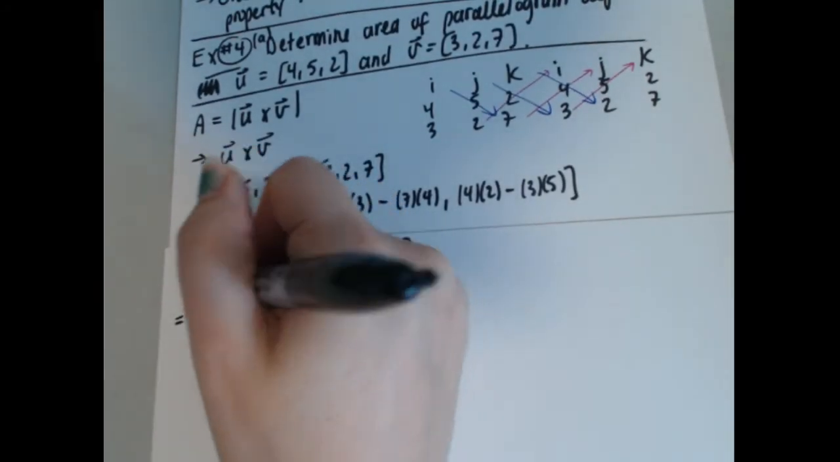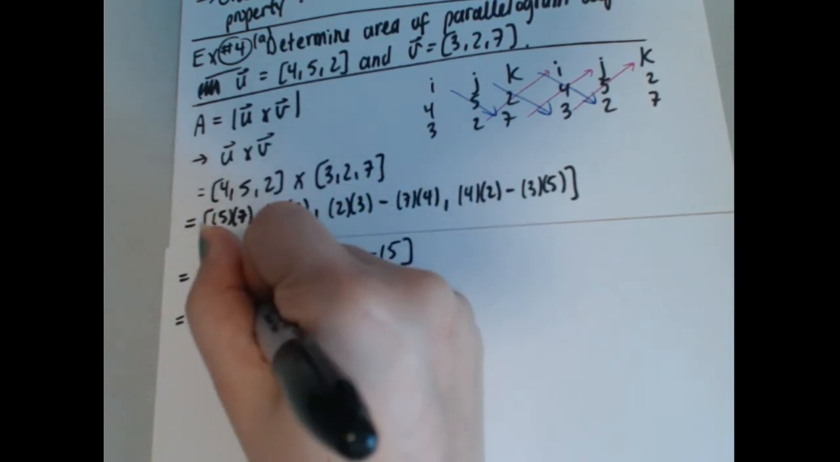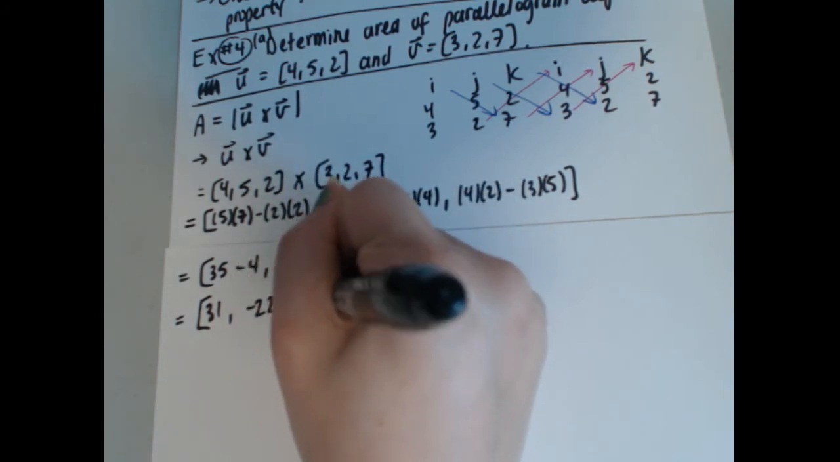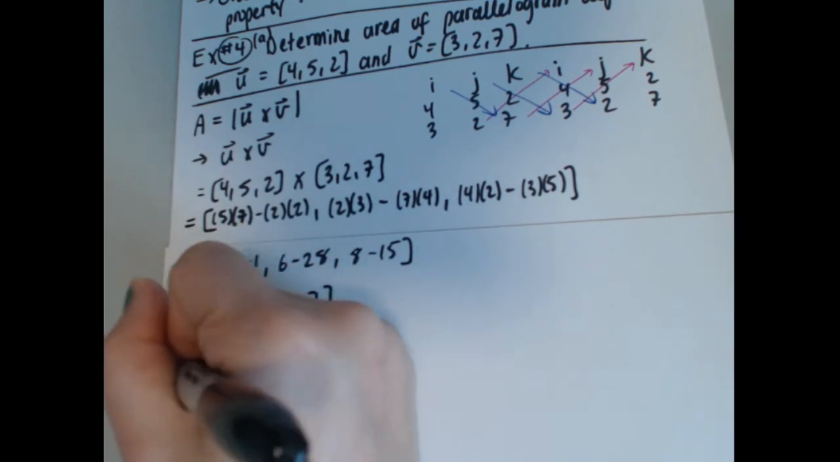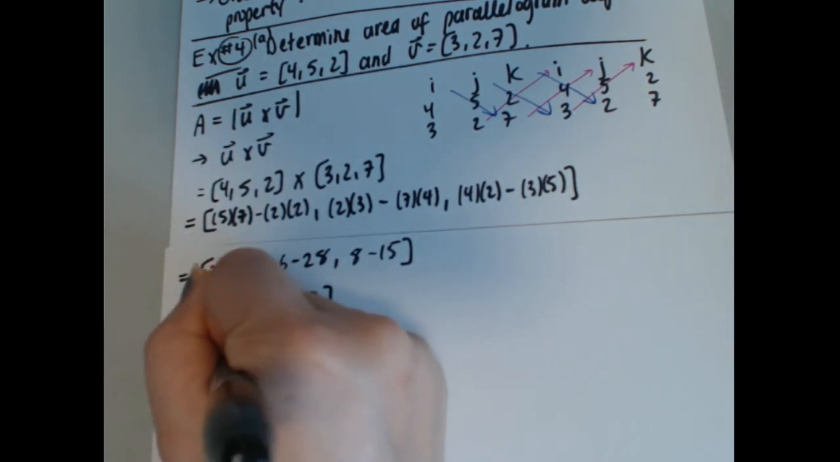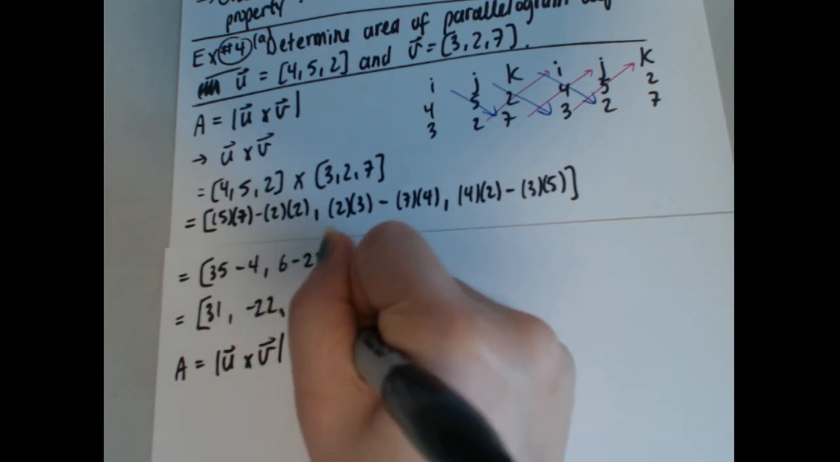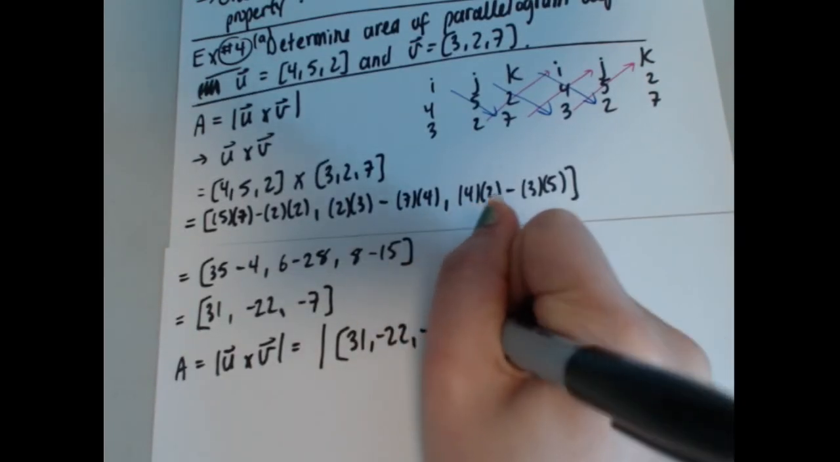All right, 35 minus 4, that's 31. 6 minus 28, that's minus 22. And 8 minus 15, that's negative 7. So that's our cross product. In order to find the area, we need the magnitude. So A is equal to the magnitude of u cross v. So we're looking for the magnitude of the vector 31, minus 22, minus 7.